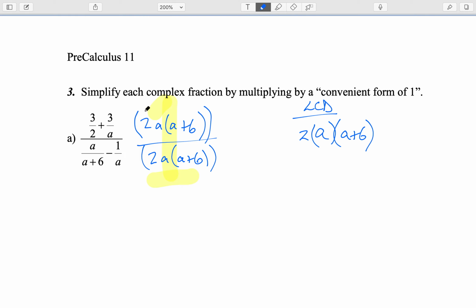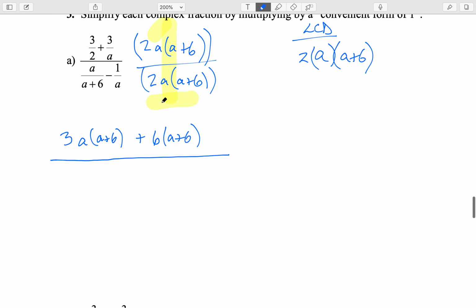Okay, multiplied in here, I know that the 2's cancel. So I'm left with 3 times A plus 6, plus A's cancel. So it's going to be 3 times 2, so 6, times A plus 6. That's the top. Okay. Now, notice the 2 canceled, the A canceled. That's the whole point. There's no fractions here. I know it's big, but I can simplify this.